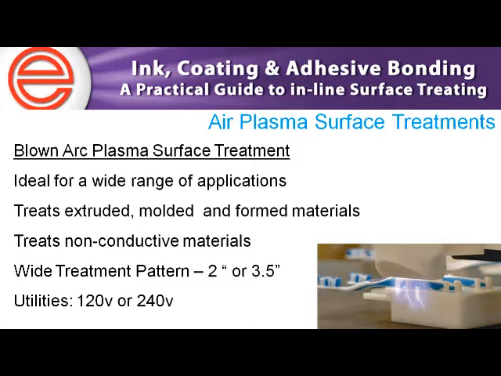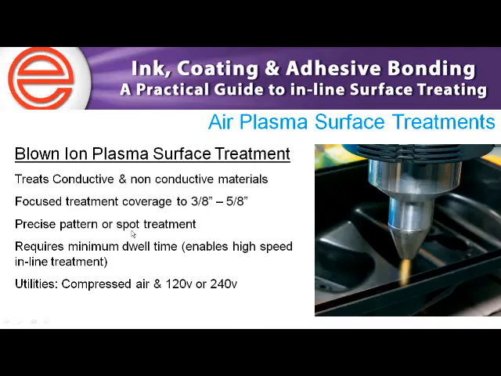One of the biggest benefits of using a blown arc plasma system is the utilities. All you need is 120 or 240 volt electrical to run it. It has an internal blower, so you don't need to hook up any kind of gas or air line to it in order to create that blown arc plasma discharge that you see.